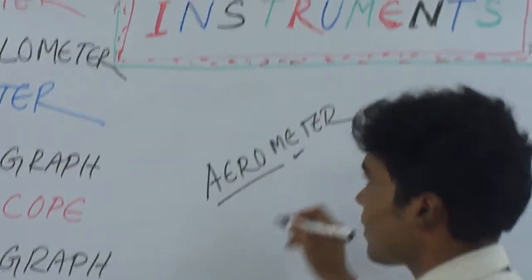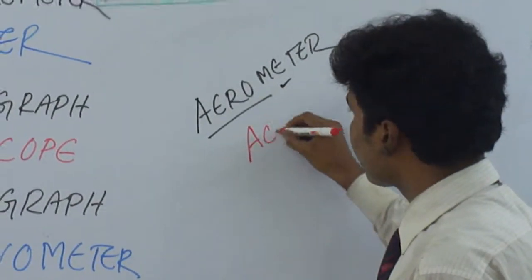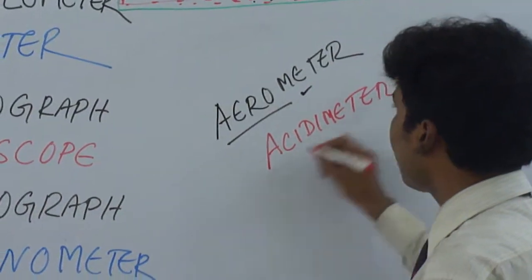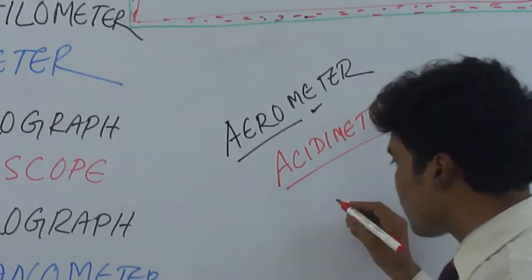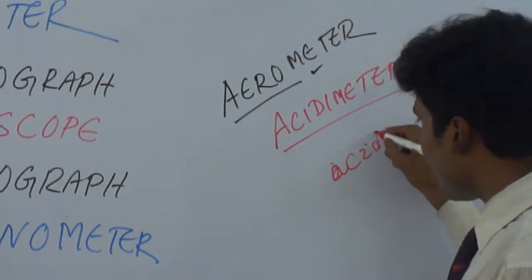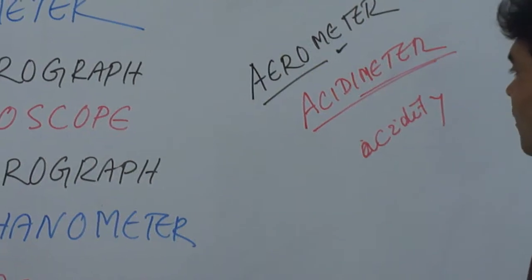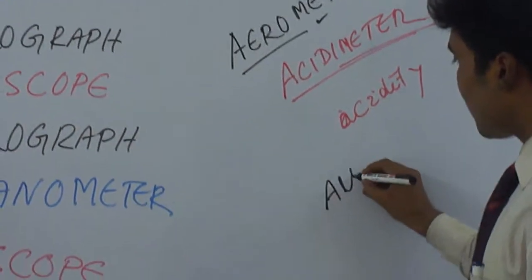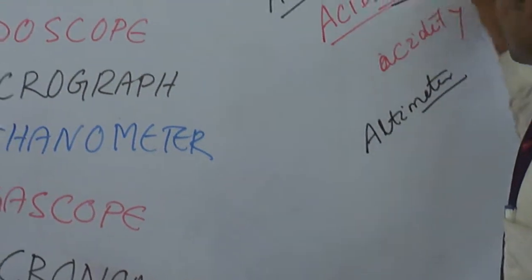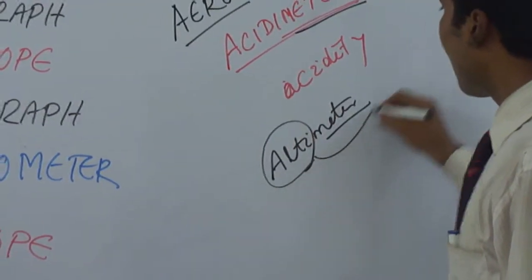So aerometer, right? Another thing is acidimeter. Acidimeter means the instrument which is used for calculating acidity. So acidity is measured by acidimeter, right? Altimeter. Very simple. Meter is meter. You see, meter is here. And alti means actually altitude.